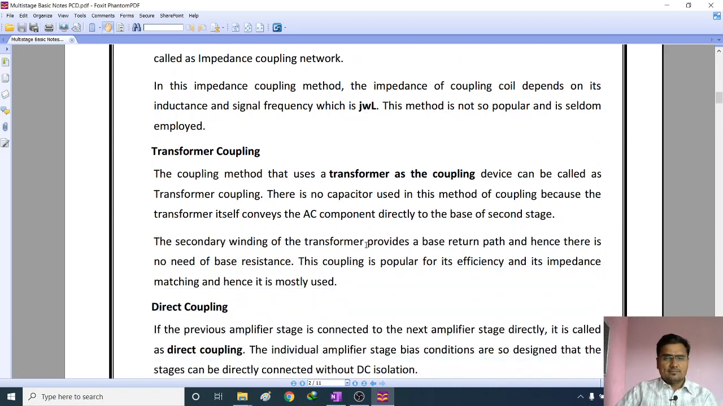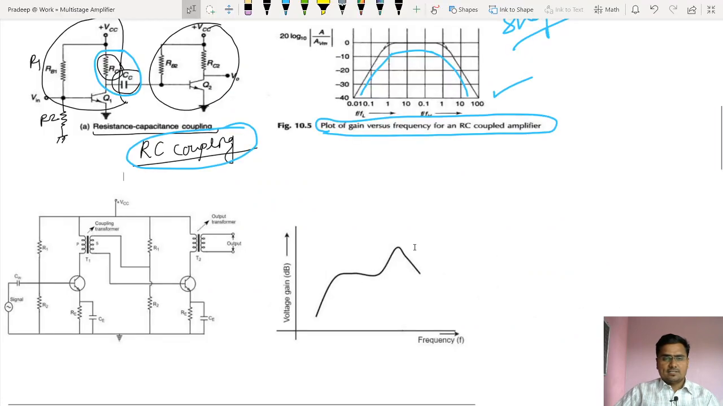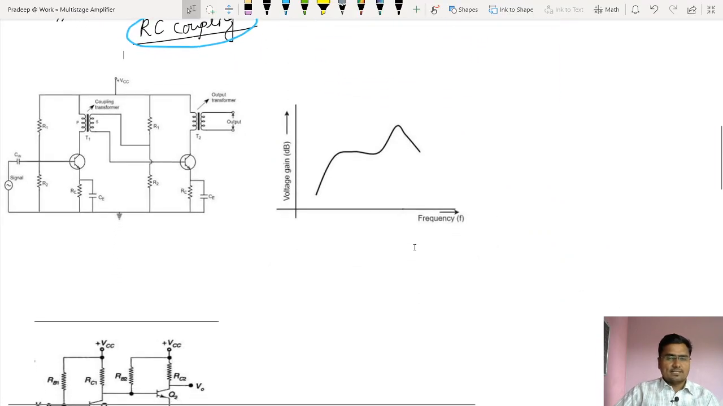Now look at the third method. Third method is the transformer coupling. The output of first stage is connected to the input of second stage through a transformer. Let me check the diagram. Here I have the diagram for this transformer coupling. Now look at this. Here this is one stage, and this is another stage of amplifier, and the output of first stage is available here.